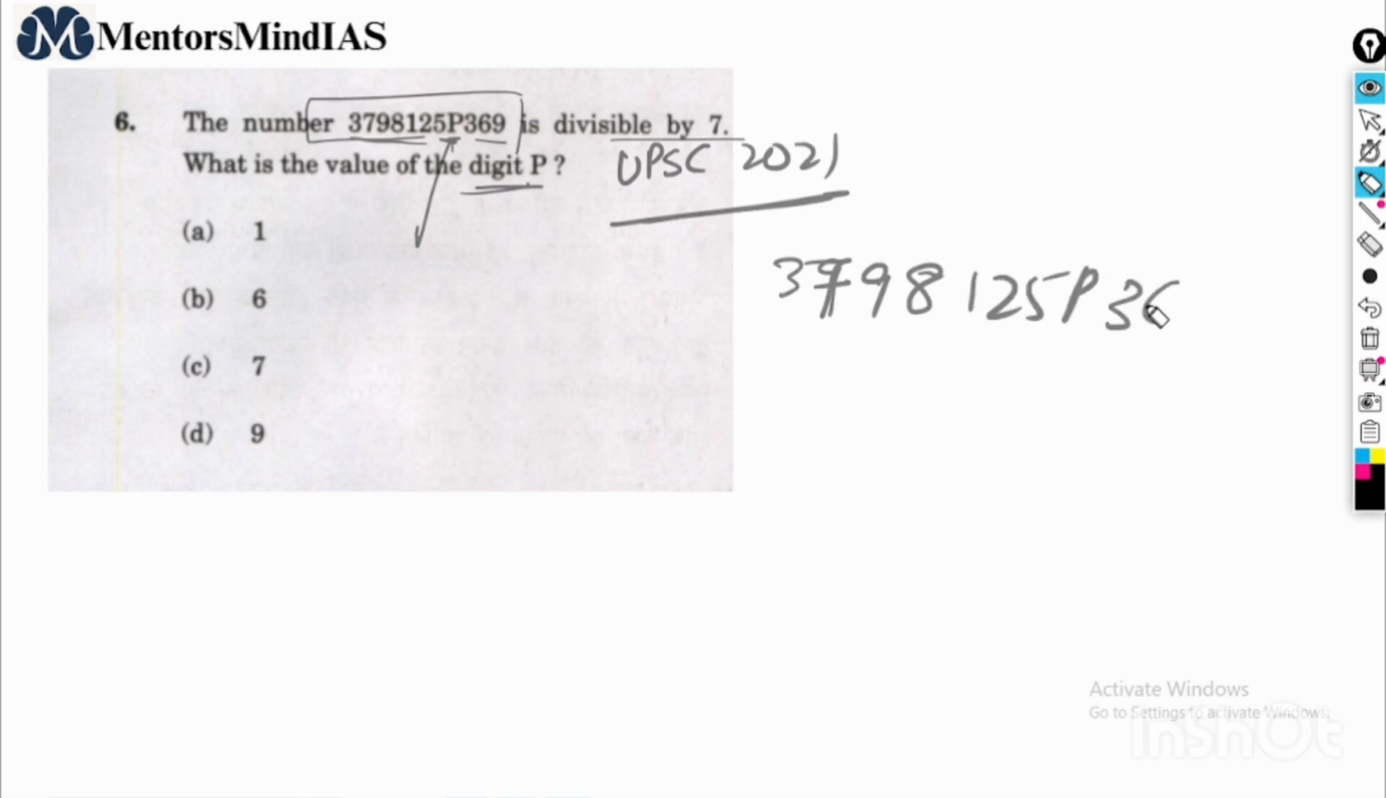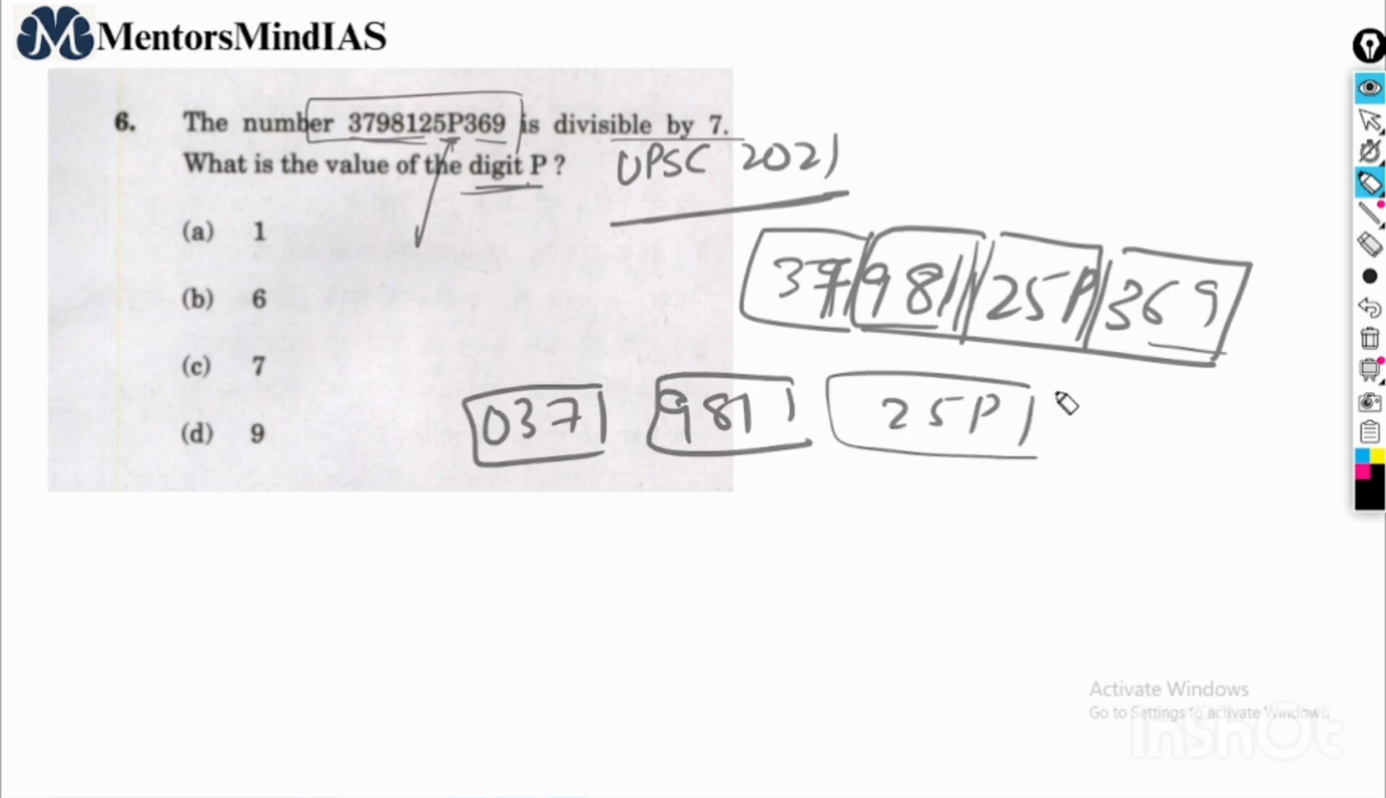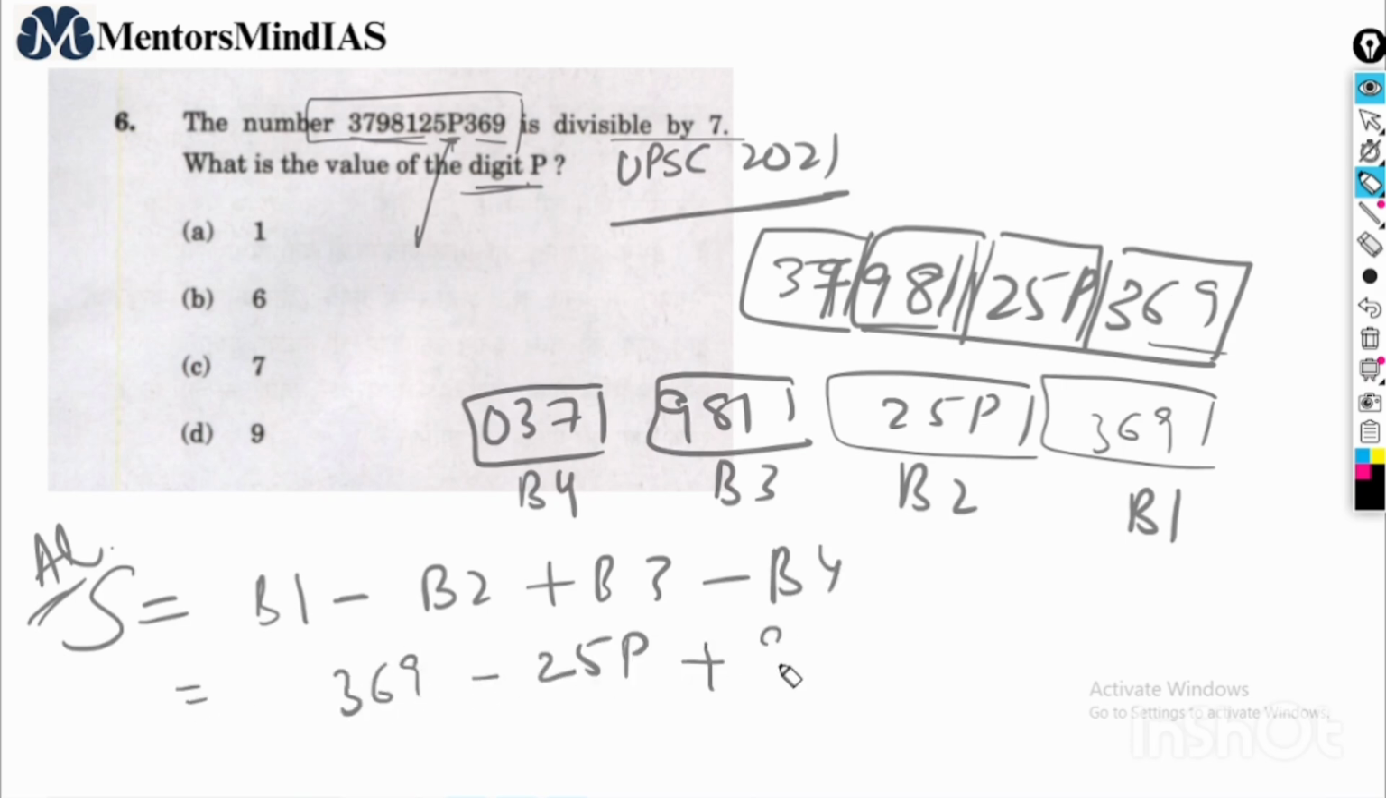3798125P369. So you start with 3-digit blocks. The first step is making 3-digit blocks. So I have 4 blocks: 3, 798, 125P, 369. Now this is B4. Label it from here: B1, B2, B3, B4. Now find the sum S, the alternating sum. So B1 first, minus B2, plus B3, minus B4. B1 is 369 minus 25P plus 981 minus 37.